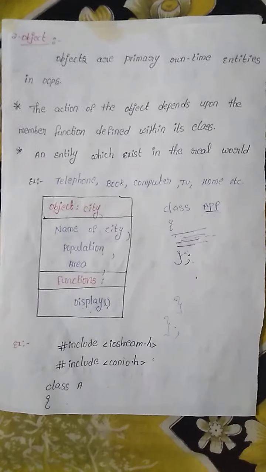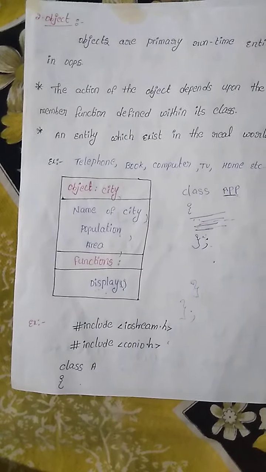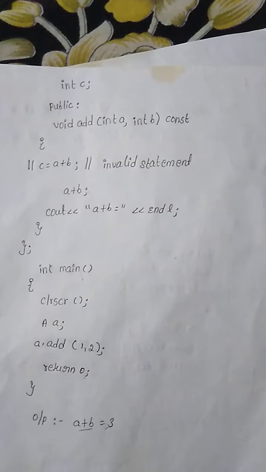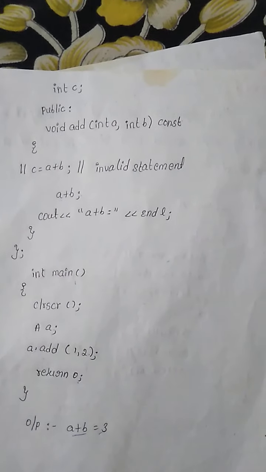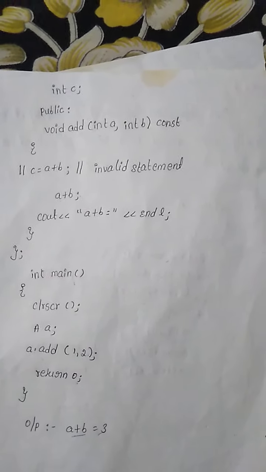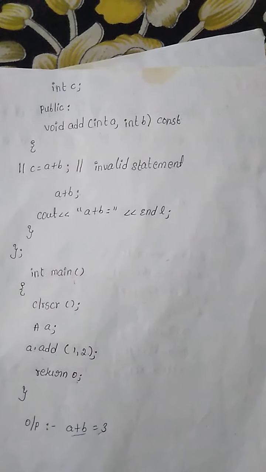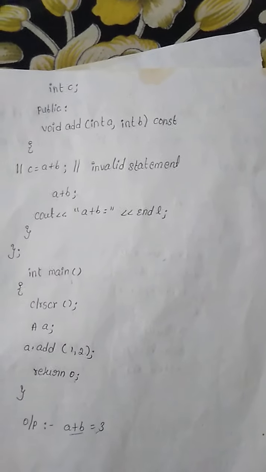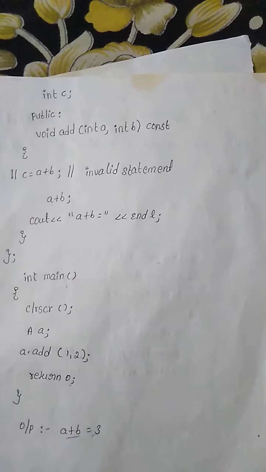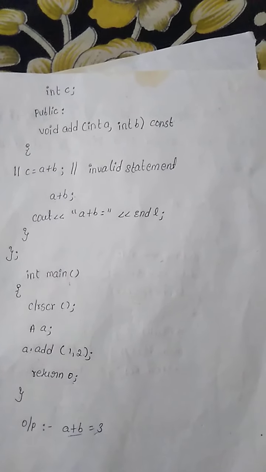Next, here we take one example of the class and object. Here we write two header files and one class A. Next, int c variable, public void add int a comma int b constant. This is a constant function. Here c equal to a plus b. It is an invalid statement because constant functions do not perform any operations. So this is an invalid statement.